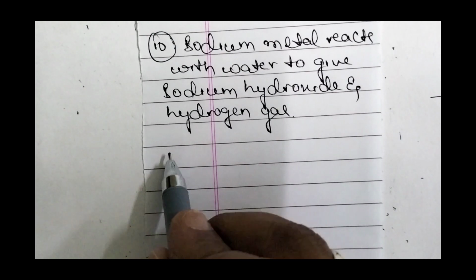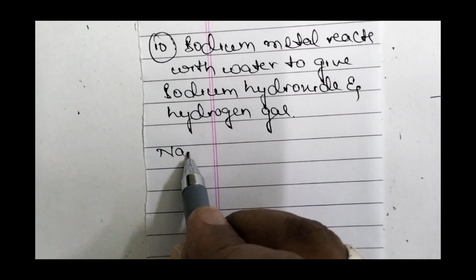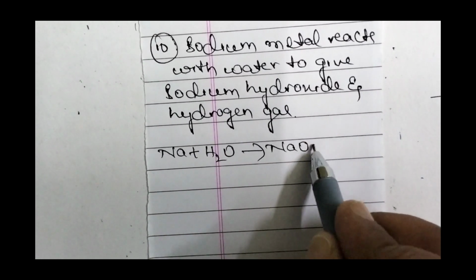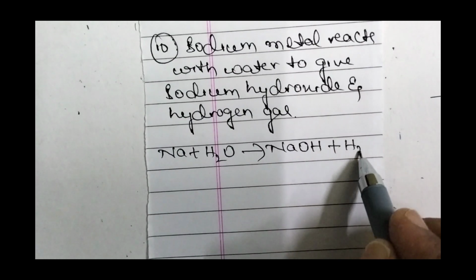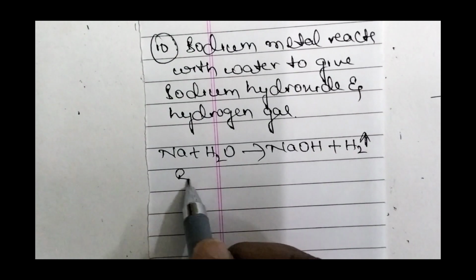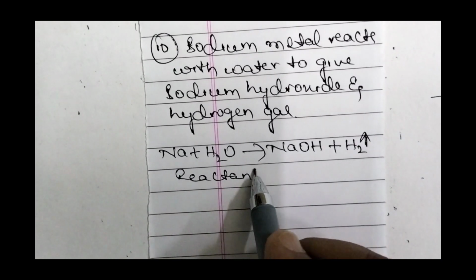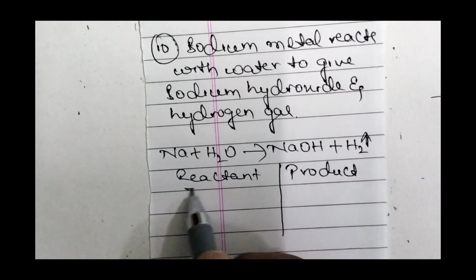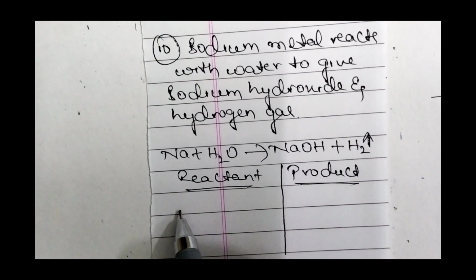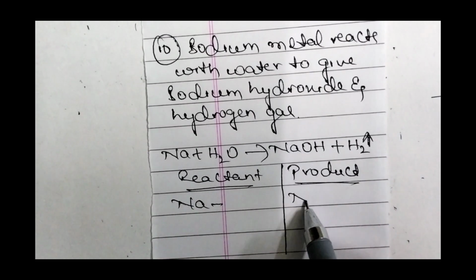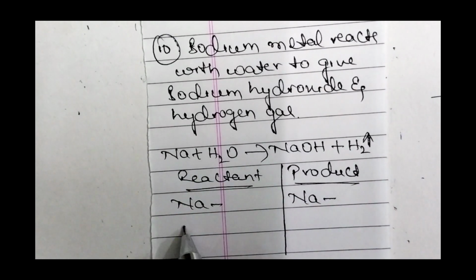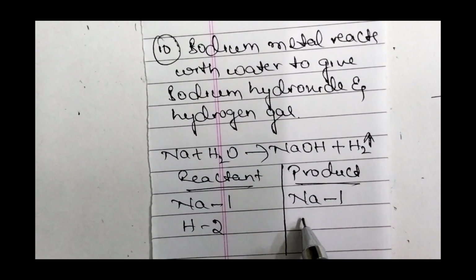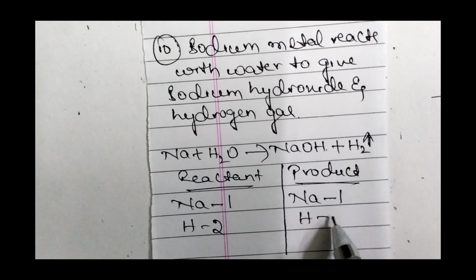So sodium metal reacts with water. Sodium Na reacts with water H2O to form sodium hydroxide NaOH plus hydrogen gas is liberated. So now let us write the balanced chemical equation for this one. So reactant and product. Reactant side sodium is there, product side also sodium is there. So reactant side, sodium 1, here also 1, hydrogen 2, here hydrogen 1 plus 2, it is 3.